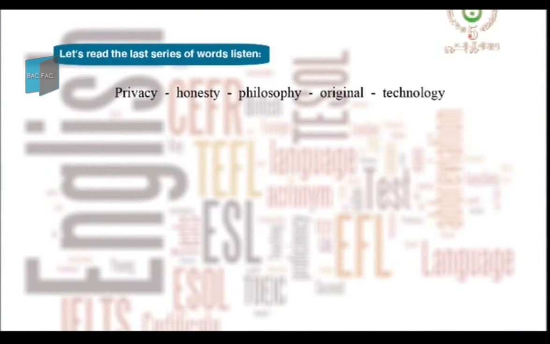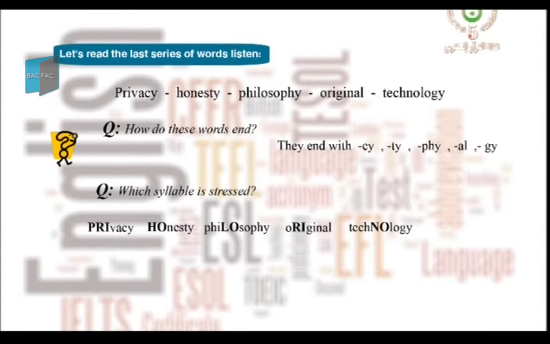Let's read now the last series of words to get another rule. Listen carefully. Privacy, honesty, philosophy, original, technology. How do these words end? Yes, good. They end with C, T, F, L, and G.